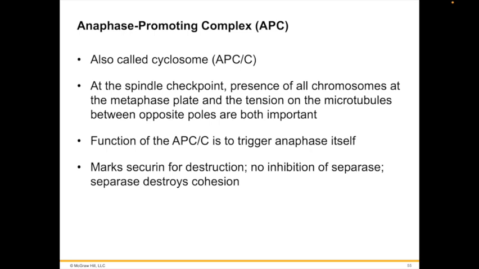Anaphase promoting complex, APC or APC/C. The presence of all chromosomes at the metaphase plate and the tension of the microtubules between opposite poles are both important. The signal is transmitted through the anaphase promoting complex, which is also called the cyclosome. So the function of APC/C is to trigger anaphase itself.